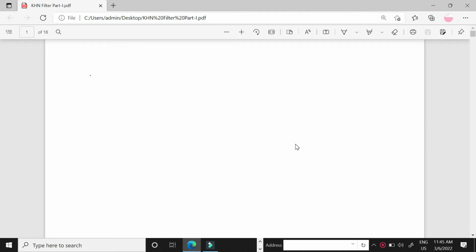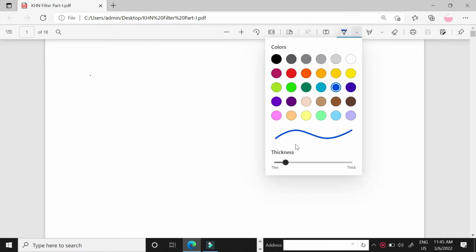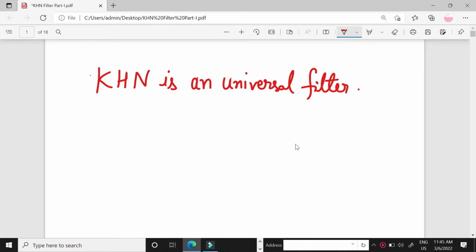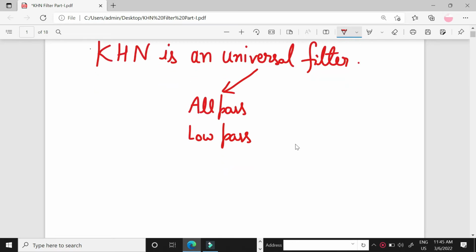In this lecture, we will see what is KHN filter and what are the motivations behind KHN filter. What is KHN filter? KHN is a universal filter. Universal means it can be used for all pass, low pass, high pass. Every filter can be implemented using KHN filter.